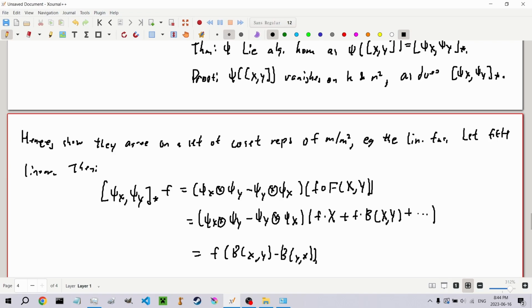And so we get the equality we want from our last lemma, because we saw that this is equal to C of xy on f. And it looks like we're still not actually up to time yet, so we'll keep going.